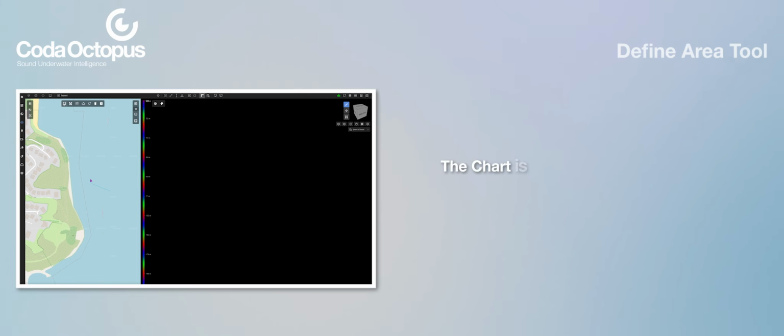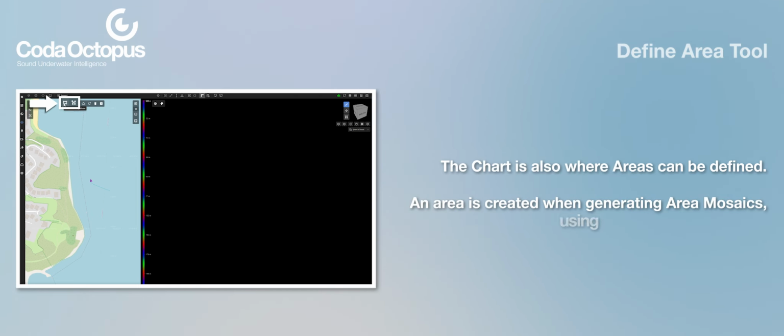The chart is also where areas can be defined. An area is created when generating area mosaics using the Define Area tools.